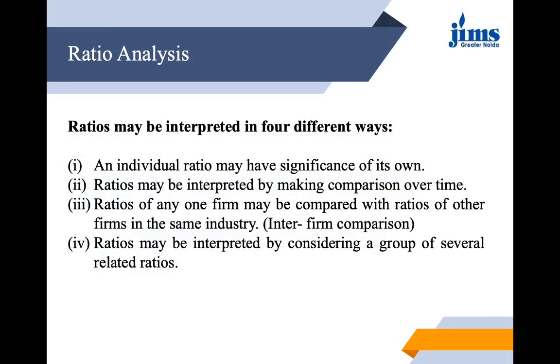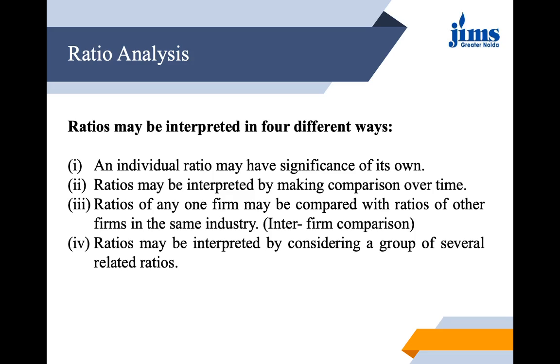Let us see how interpretations can be made. Ratios may be interpreted in 4 different ways. There are 4 different ways in general, and maybe more than that. First, an individual ratio may have significance of its own, meaning a particular ratio which is calculated may have its own particular significance. For example, suppose a ratio of 25% of net profit on capital employed, what does that show? It shows a satisfactory return. What satisfactory result is it showing? That 25% of net profit is there.